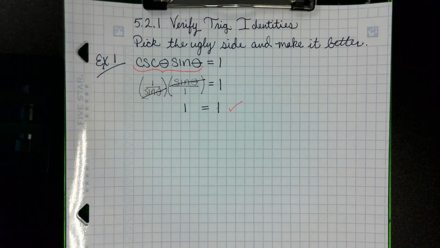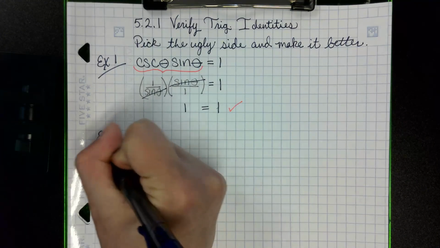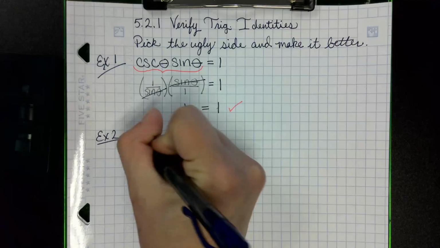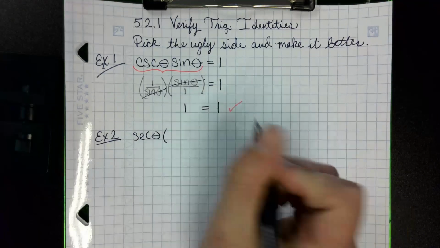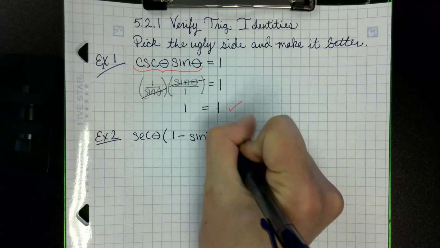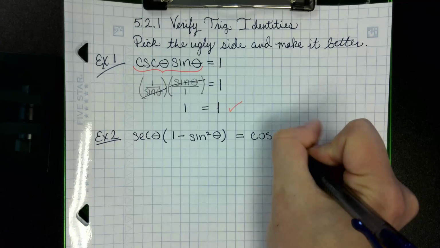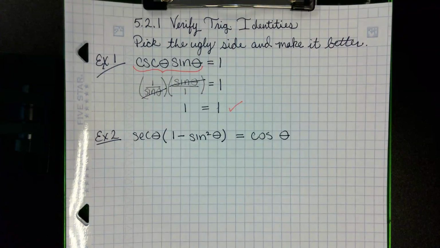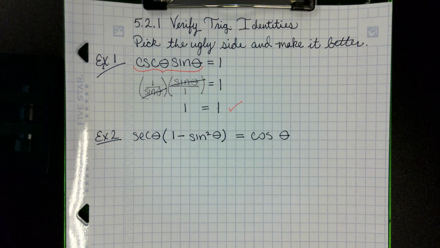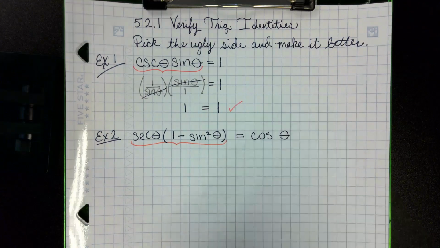All right? So example 2: secant theta, parentheses, 1 minus sine squared theta, equals cosine theta. Again, it's pretty easy to see which side is the ugly or complicated side. It's going to be the left side. So I'm only going to work on the left side, and I'm not going to do anything with cosine theta on the right.